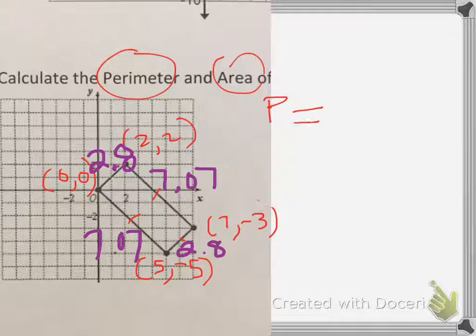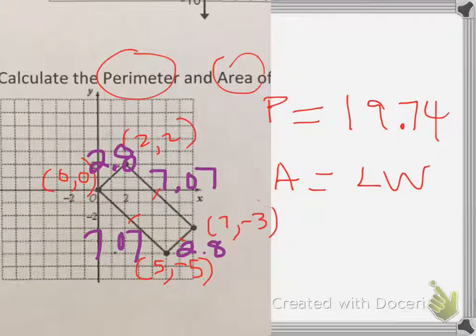Perimeter. Perimeter is going to be easy. Add around the outside: 2.8 plus 2.8 plus 7.07 plus 7.07. When I do that, my perimeter is 19.74.